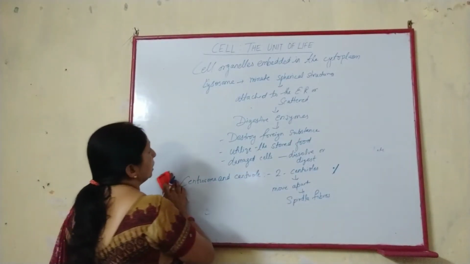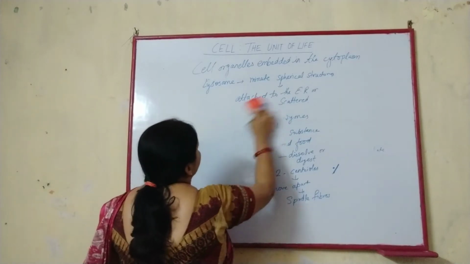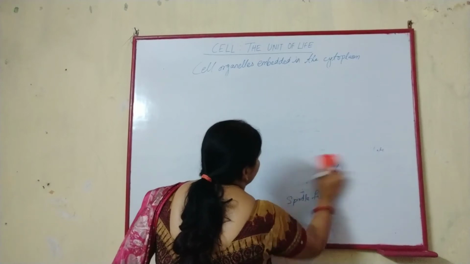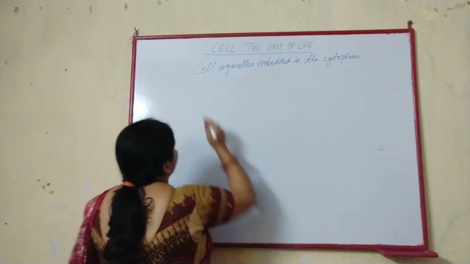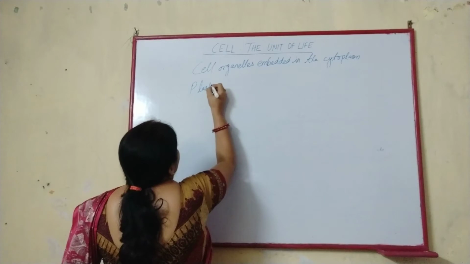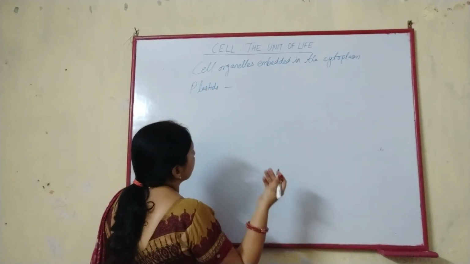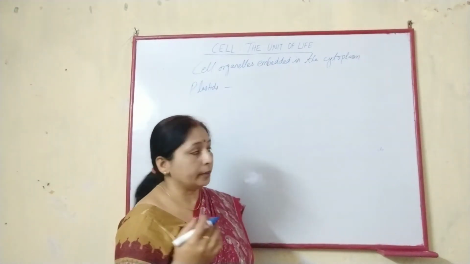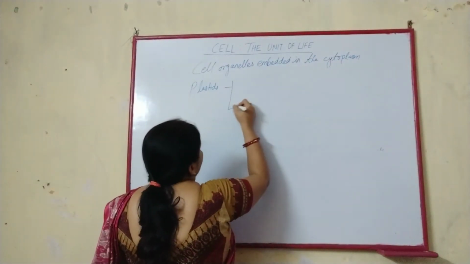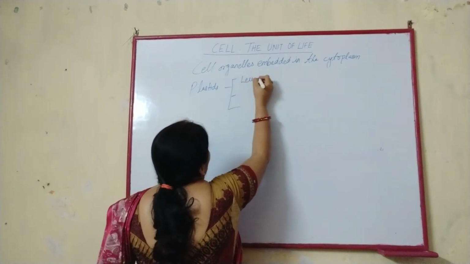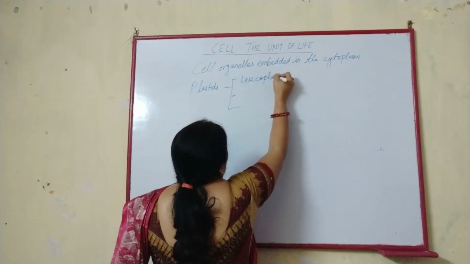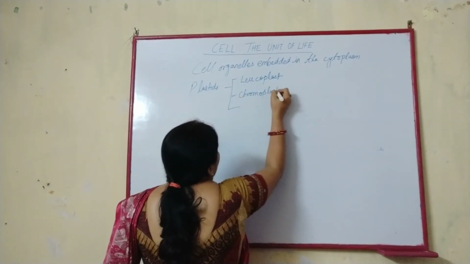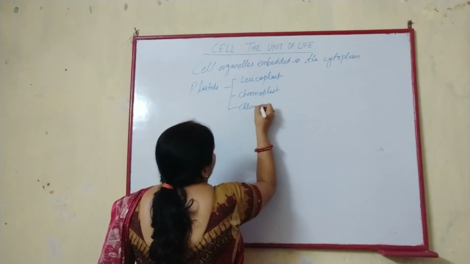Next to this, the last topic of today is plastids. Plastids may vary in shape and size. The names depend upon the color they impart. Number one is the leucoplast, number two is the chromoplast, and the last is the chloroplast.